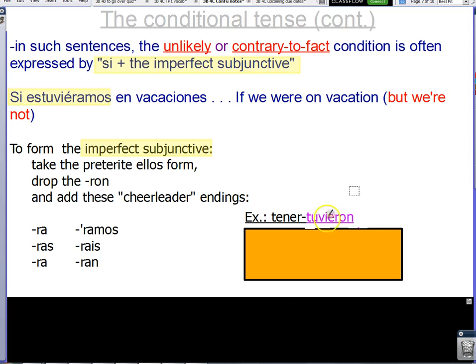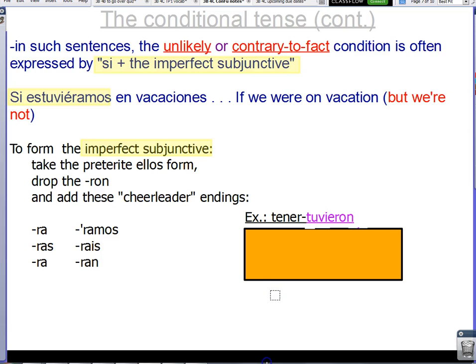So I would like to see that chart because that will help you say things like, if I had $1 million, just like this one saying if we were on vacation, and then you finish them to say what someone would do. If I had $1 million, I would buy a new house. So those contrary to fact if statements are often formed by si plus the imperfect subjunctive, which is formed just like this.